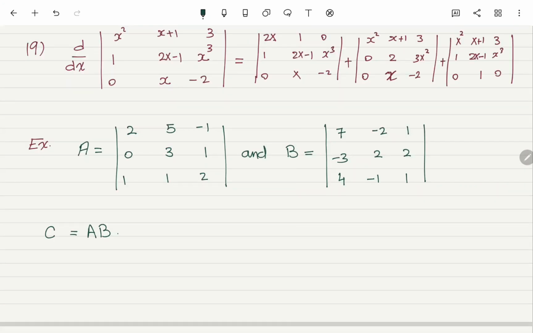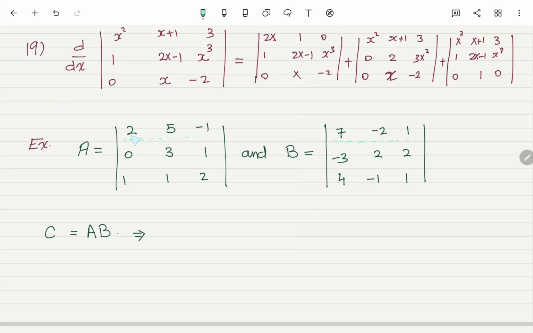If we have a determinant A, this one right here, and determinant B, this one right here, we would like to find the determinant C, which is equal to A multiplied by B. Now, to multiply two determinants, let's follow this technique.